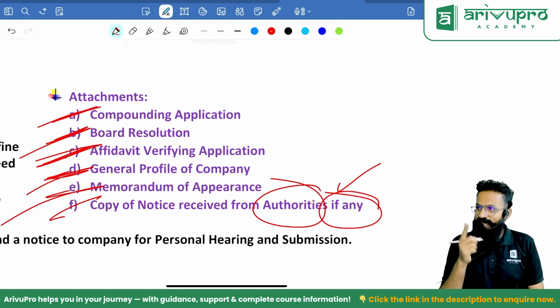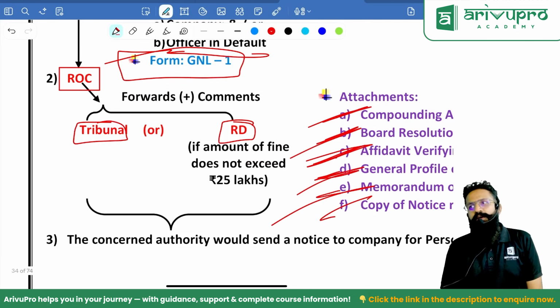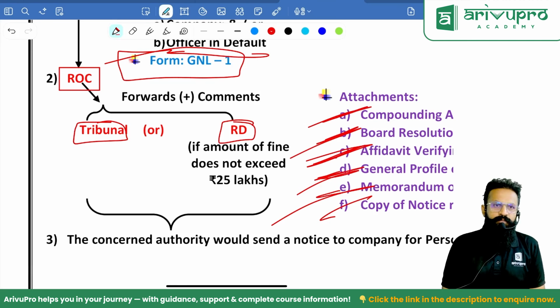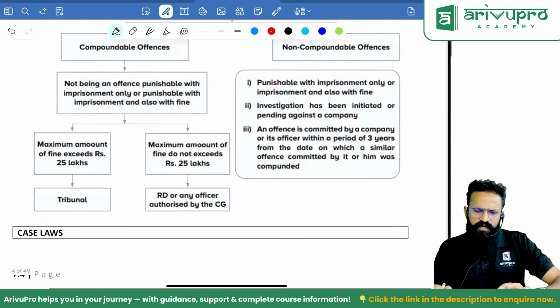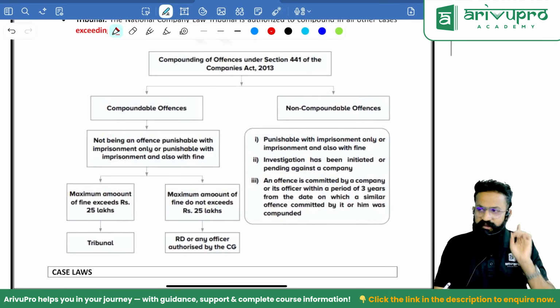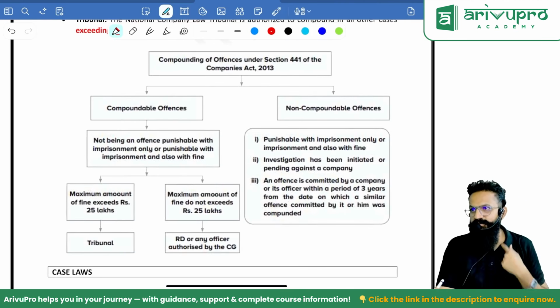So now we have filed an application. Where is it going? It is going to the ROC. ROC will forward it to either the tribunal or the RD. Now, if you go to your book, your ICSI module, you can see this particular chart.